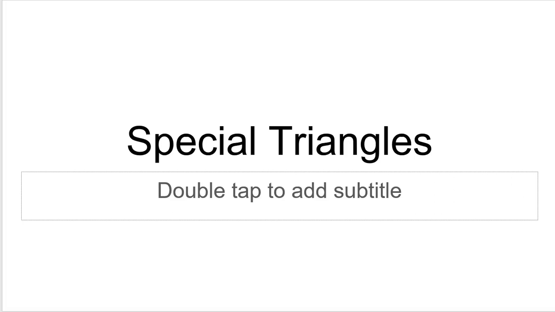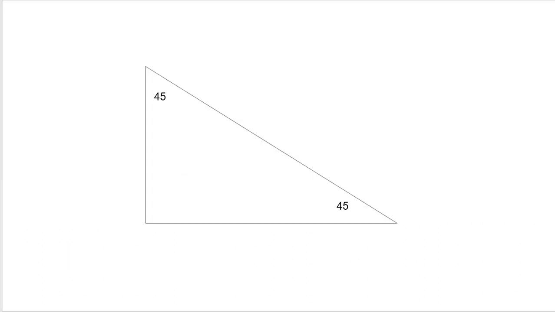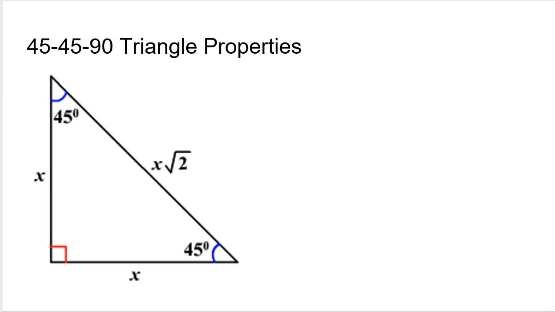Alright, in this video we're going to talk about special triangles. We're going to relate this back to the Pythagorean theorem a little bit. So we're going to talk about two special types of triangles. The first one we're going to talk about is what's called a 45, 45, 90.